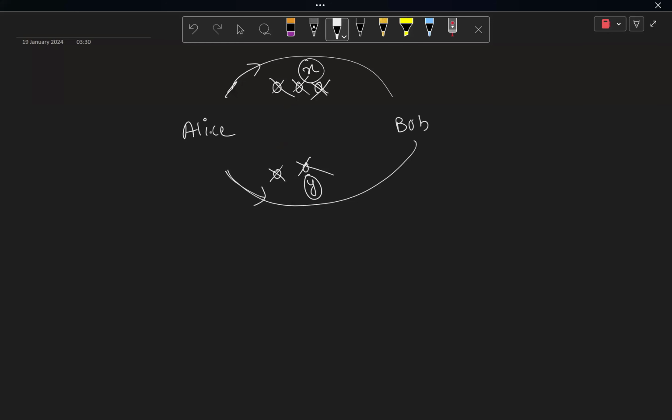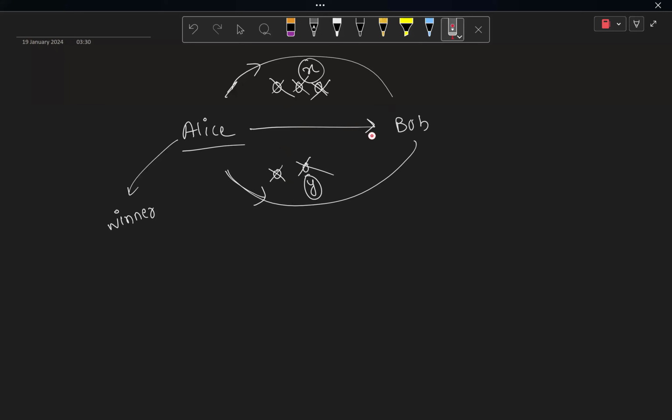So after five moves, Alice made the last move, and on the fifth move, when she removed this flower, there are no flowers left in the game. So in this case, Alice will capture Bob and Alice will win. Alice will be the winner.